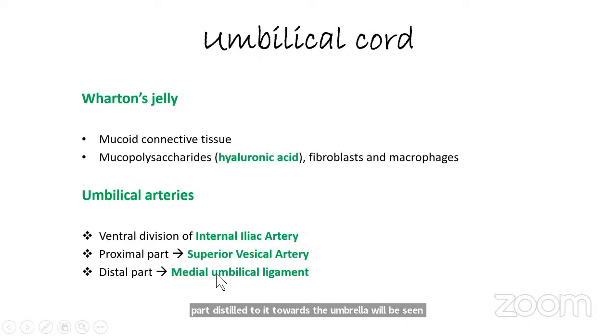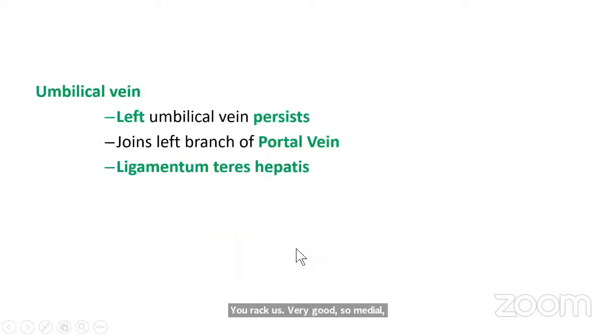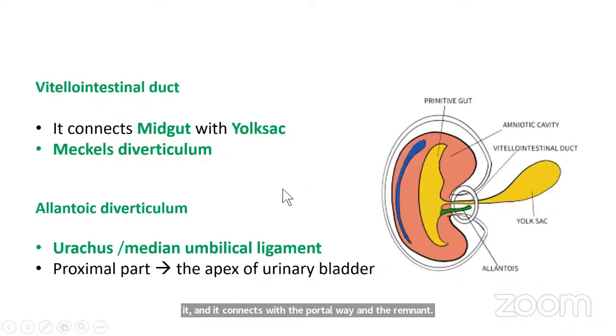Okay, it is not median. What was the median umbilical ligament remnant of? Median, we have already discussed. Urachus, very good. So medial umbilical ligament, it is remnant of umbilical artery. Umbilical vein, you know only one vein, that is left. Left umbilical vein is left behind. You can remember like that. And it connects with the portal vein, and the remnant you can call it as ligamentum teres hepatis.